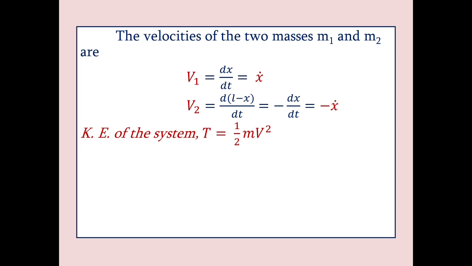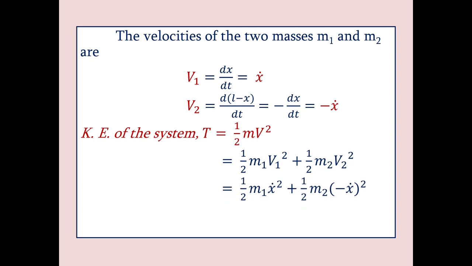Now next let us find the kinetic energy of the system. We know the kinetic energy T is given by half mv squared. Here we have two masses and two velocities, so it is half m1 v1 squared plus half m2 v2 squared. Now let us substitute the values of v1 squared and v2 squared. So half m1 x dot squared plus half m2 times minus x dot the whole squared, which will yield half m1 x dot squared plus half m2 x dot squared.